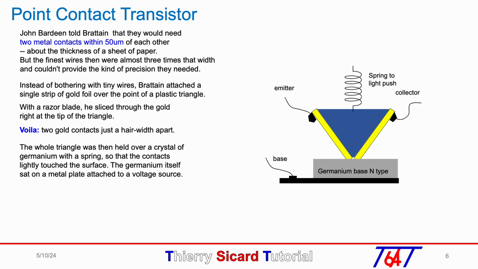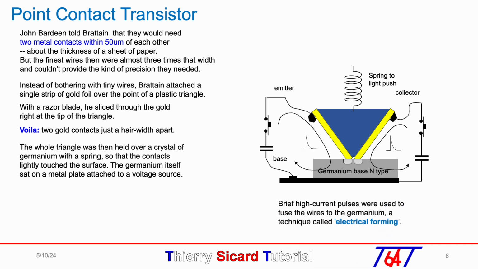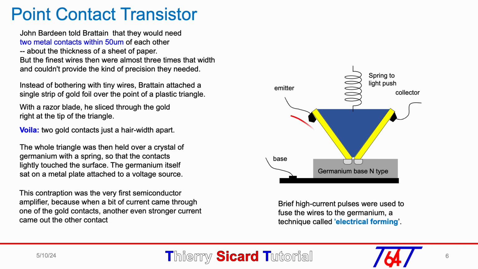Following this mechanical operation, a high current pulse is used to fuse the gold wire and diffuse it in the germanium with the help of capacitor discharge. This operation was called electrical forming. This machine was the very first semiconductor amplifier, because when a bit of current came through one of the gold contacts, another even stronger current came out from the other contact.